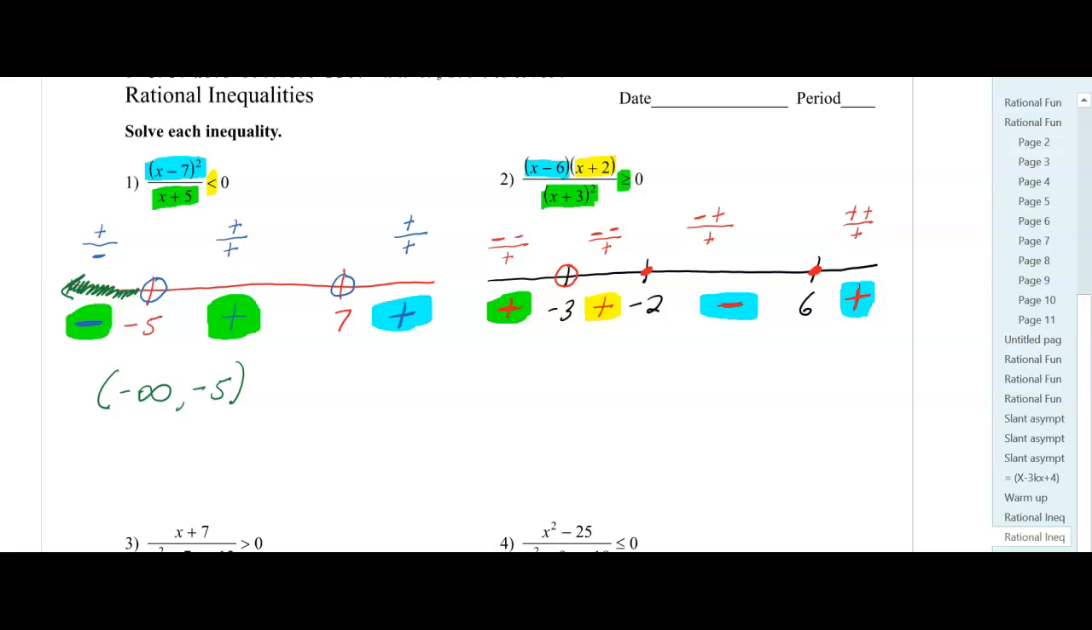So we want to know when this is greater than or equal to 0. So we want to the left of -3. We want in between -3 and -2. And then we want to the right of 6. So the answer here would be -infinity to -3, not including, union -3 to -2 with a bracket, union, bracket, 6 to infinity.